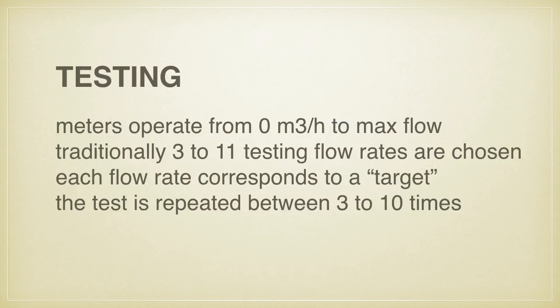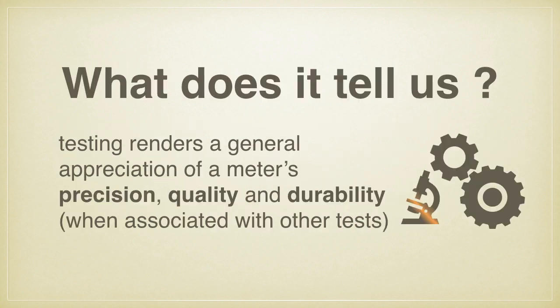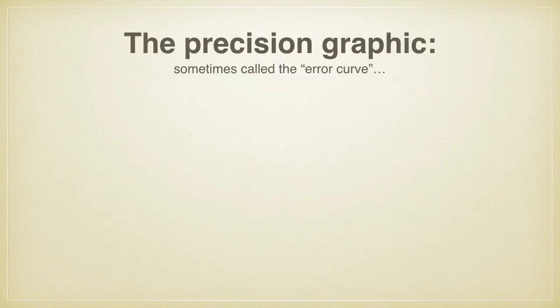So, testing. You're testing devices that operate between 0 cubic meters to the maximum flow, and traditionally you set between 3 to 11 and even more flow rates. Each flow rate corresponds to a target, and each test is repeated between 3 to 10 times. So, what does it tell us? Well, testing renders a general appreciation of a meter's precision, quality, and durability when associated with other tests.